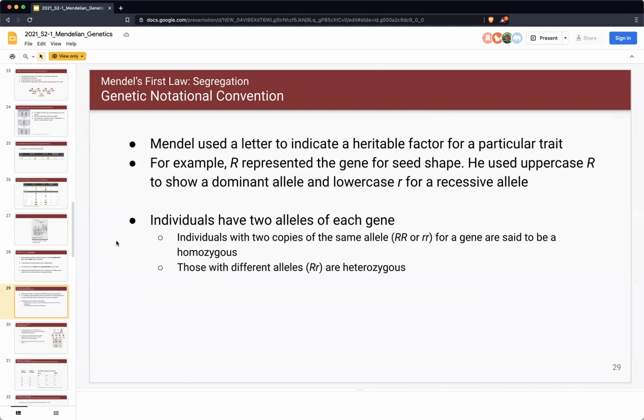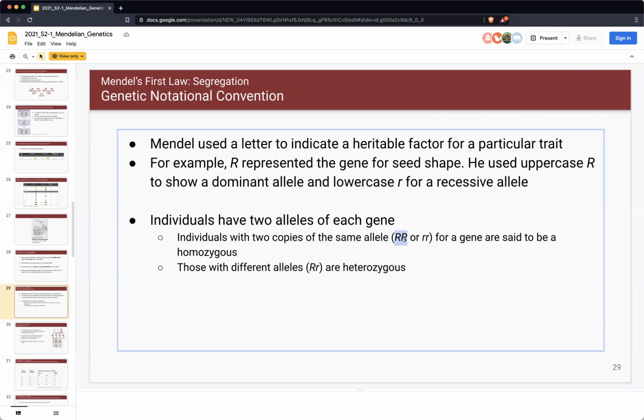So let's say each individual has two copies of the factors, which we now know are alleles, right? Then we put it as large R large R, or small r small r. Then we describe these as homozygous. And if you have different alleles, like large R and small r, then it is heterozygous, right? So this is quite a powerful thing, and it was proposed by Mendel at the time.